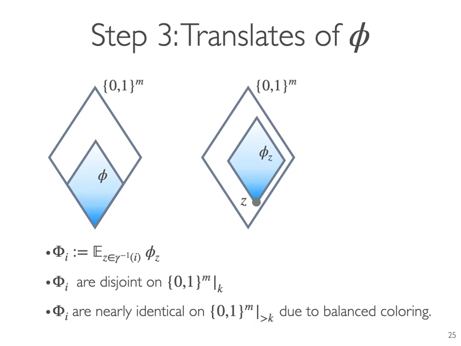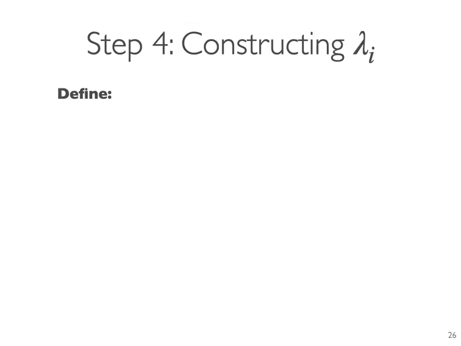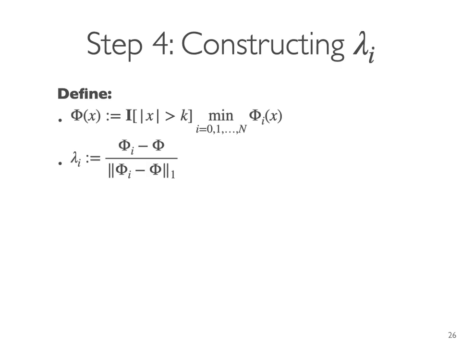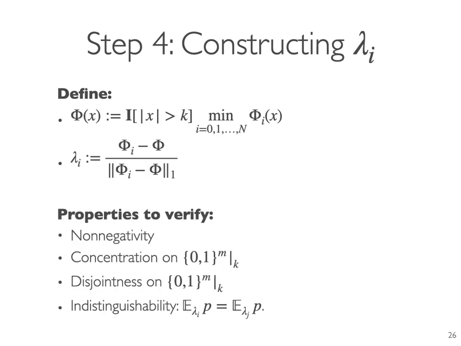It also turns out that for inputs of Hamming weight greater than k, the capital phi i's are almost identical due to the use of a balanced coloring. Now let capital phi denote this part that's common to all capital phi i's. Specifically, we define capital phi to be the minimum of the capital phi i's multiplied by the characteristic function of strings of Hamming weight greater than k. Then we define a probability distribution lambda i by this formula, and we verify the claimed properties of the lambda i's.